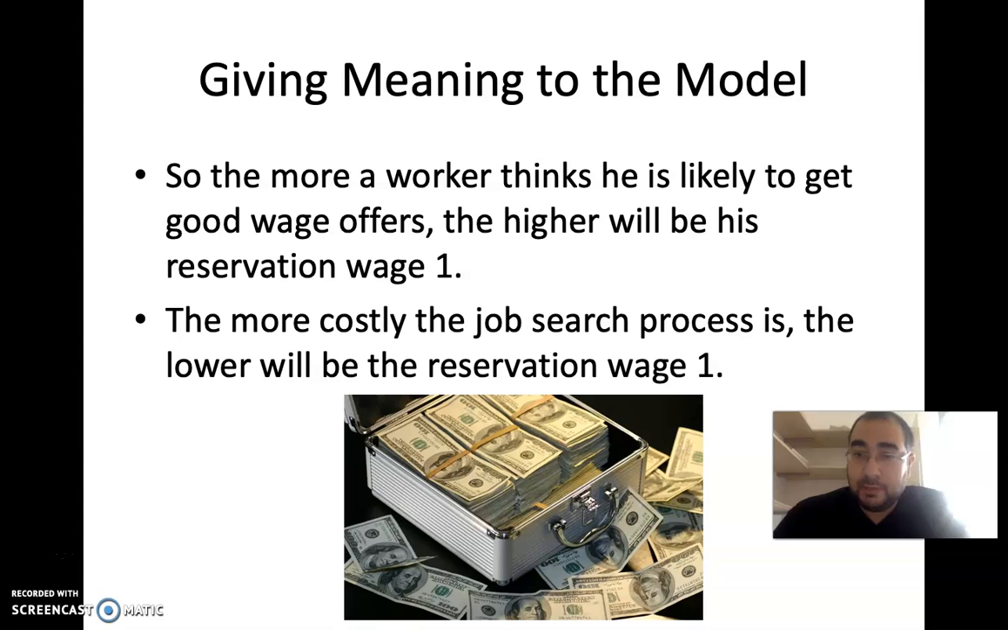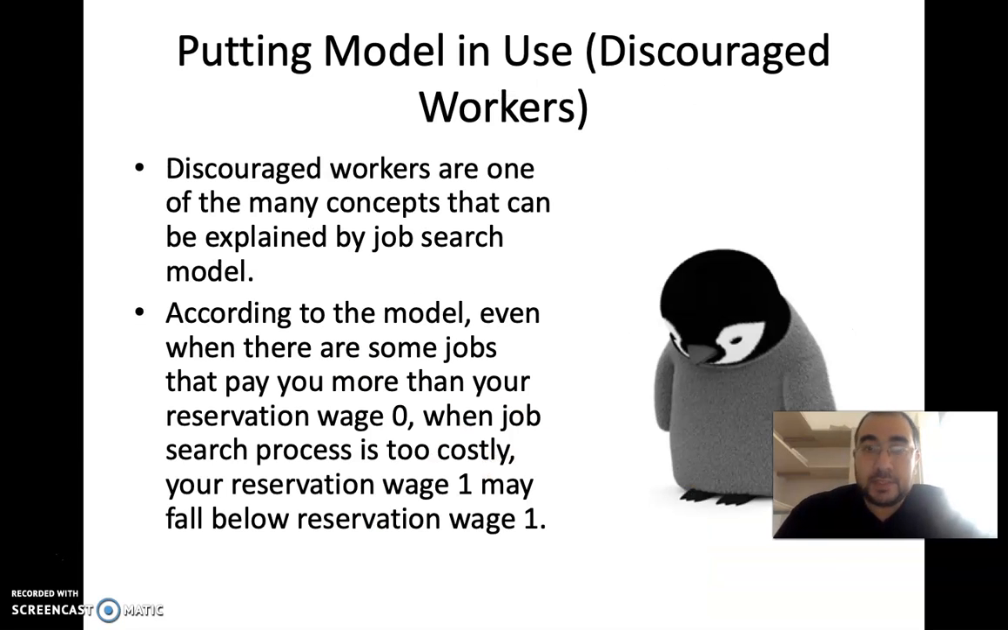And if I think I'm able to earn much more than the money I need to start working, then I will continue my job search process, because I think, well, I don't need that much money, but if I can get more money, then why not, basically. So how can we put the model to use?